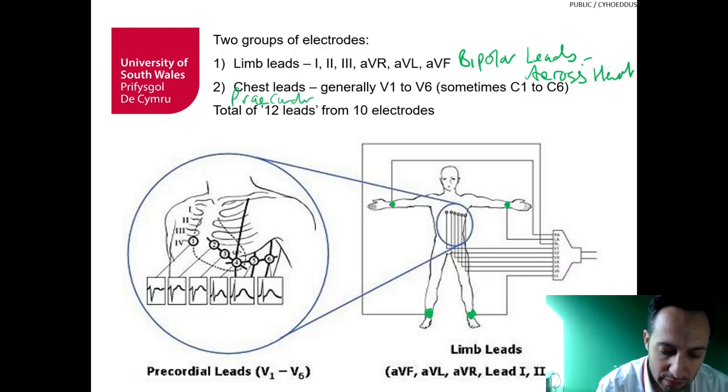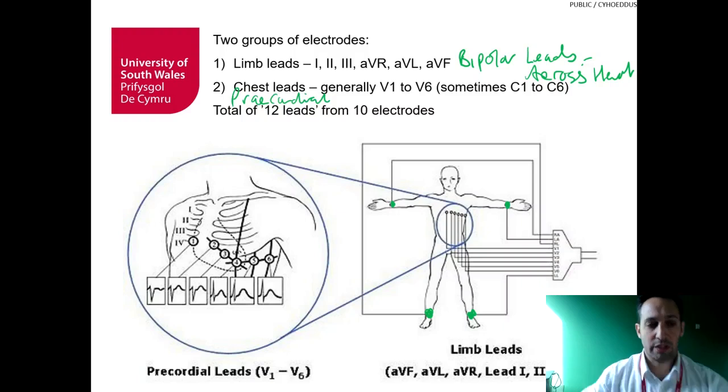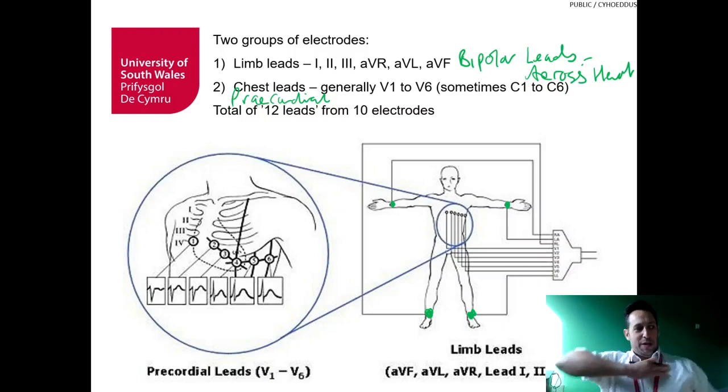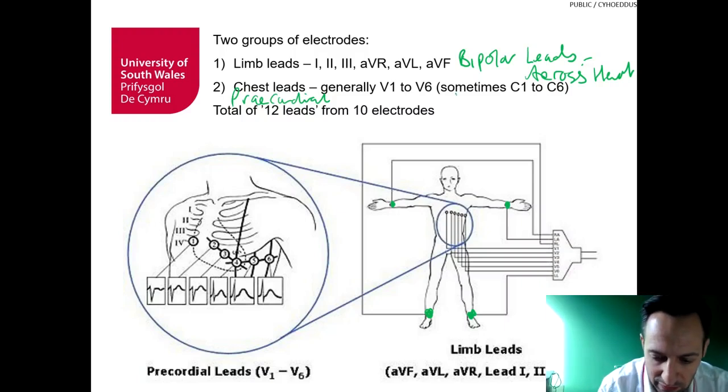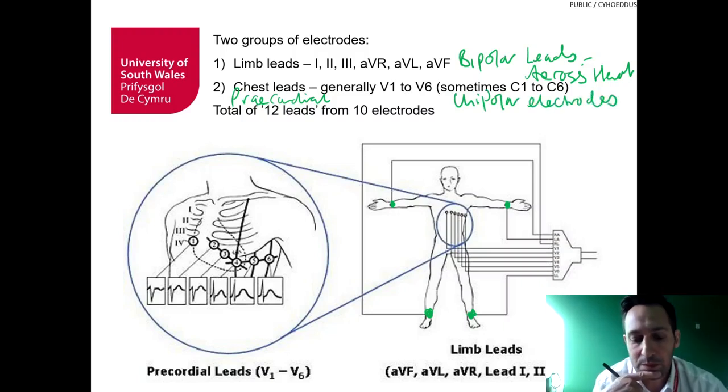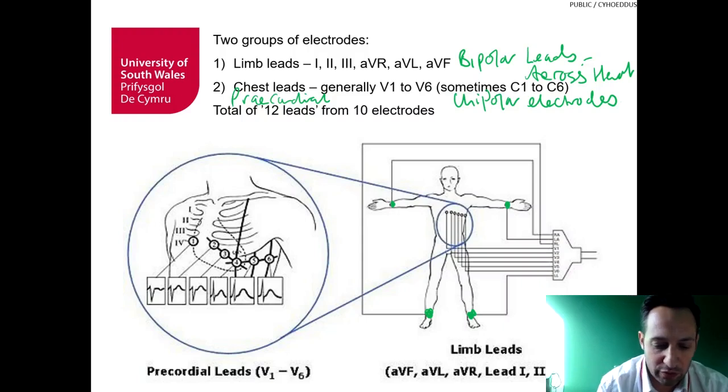These chest leads, otherwise known as the precordial leads, because this part of your chest is called the precordium, so they are the precordial leads. These are unipolar electrodes. And it says we get a total of 12 leads from 10 electrodes.